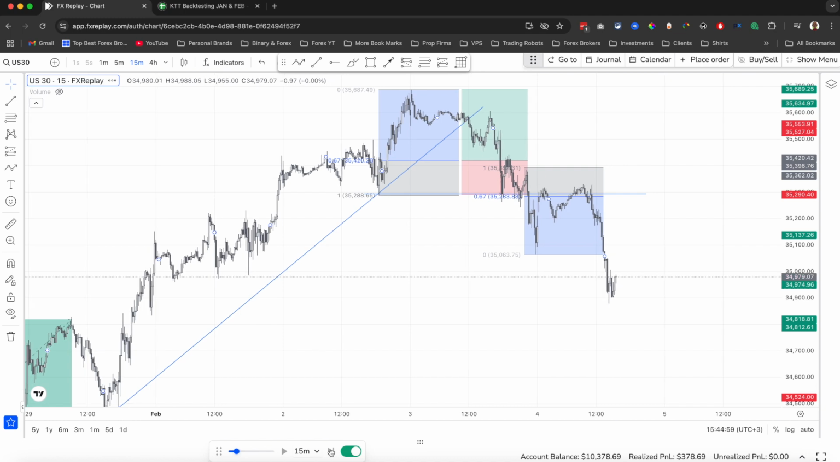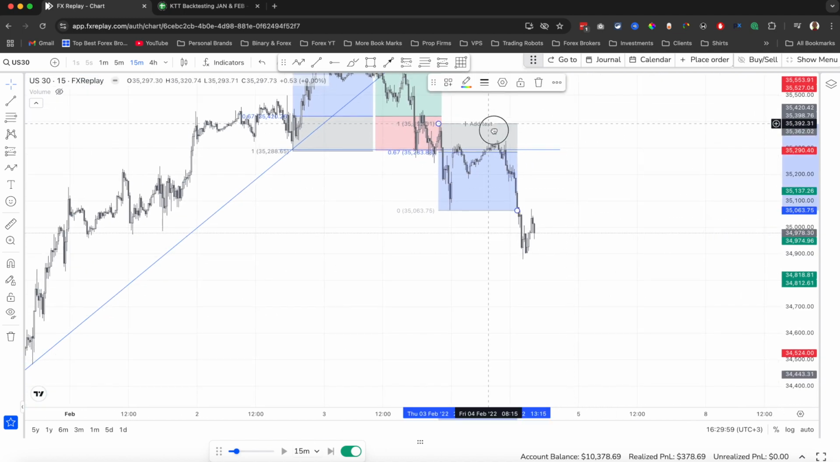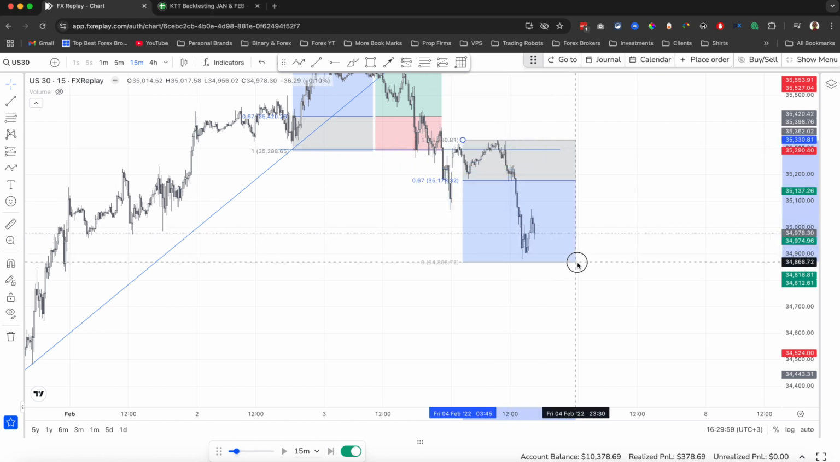Okay, so let's wait for a retest. So this could be a win, right? But we don't place our trade over there. But let's now go to this one here.